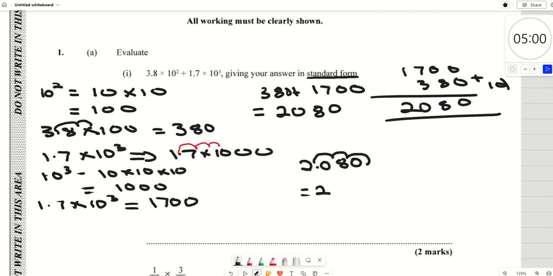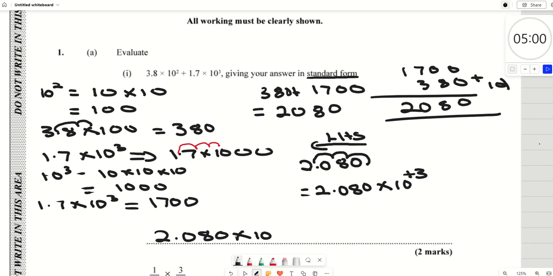So it's going to be 2.080 multiplied by 10 to the power of. Now, if you shifted your point to the left hand side, your power is positive. So it's positive. And how many places did we shift it? 3. So it's positive 3. So it's 2.080 multiplied by 10 to the power 3. And that would be the answer for the first question.